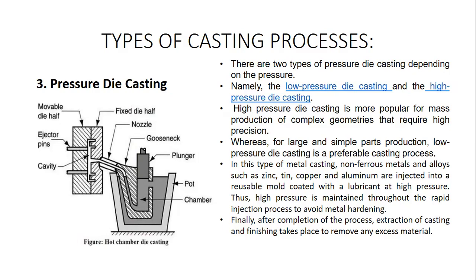Following are some of the materials that are preferred. Non-ferrous materials are preferred for the pressure die casting process, say zinc, tin, copper, and aluminum. These are the preferable materials that are injected into the hollow mold cavity with high pressure. After the completion of the final process, the cast product will be extracted from the mold.